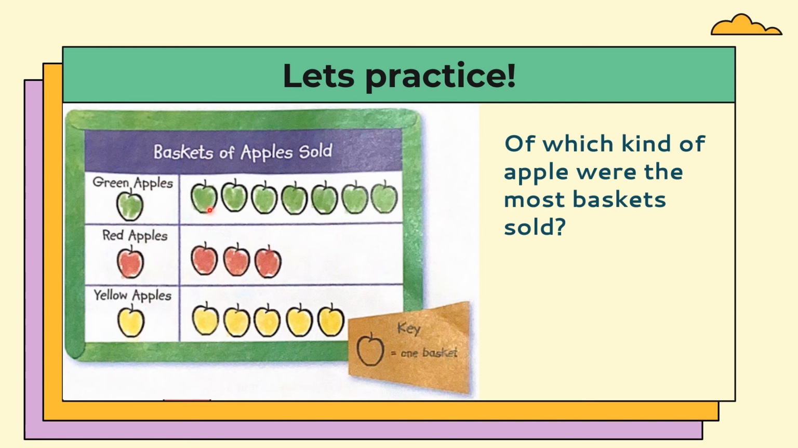For green we have 1, 2, 3, 4, 5, 6, 7. 7 baskets of green apples sold. For red it's 1, 2, 3. 3 baskets of red apples are sold. Let's look at the yellow ones. 1, 2, 3, 4, 5. 5 baskets of yellow apples were sold. So which of the apples had the most baskets sold? It is green apples, because 7 baskets of green apples were sold.